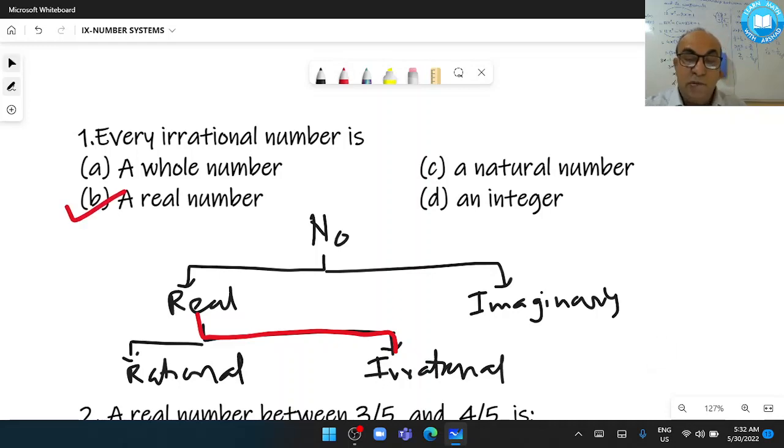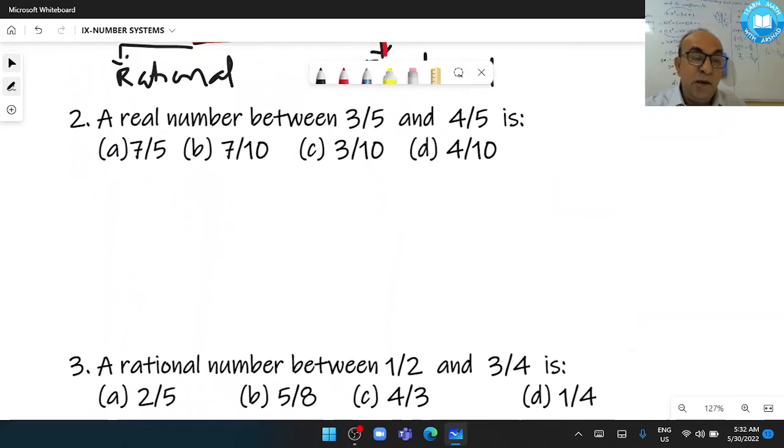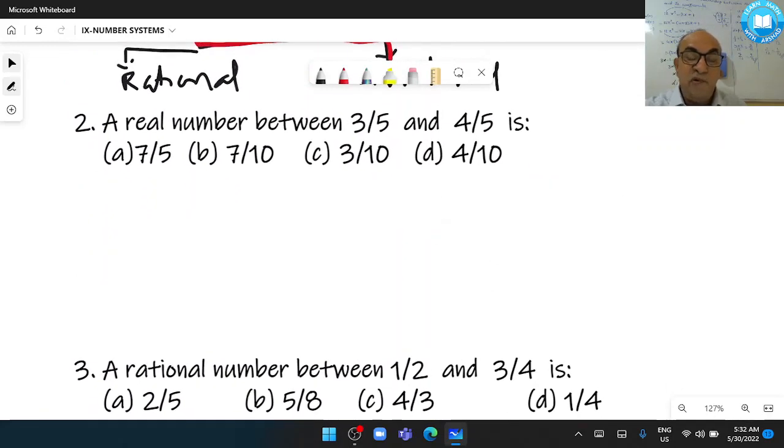Now the second question: a real number between 3 by 5 and 4 by 5. So the concept is, whenever you want to find rational numbers between any two rational numbers, first you make both rational numbers with the same denominator if the denominators are not the same. But here the denominators are already the same. Numerators are 3 and 4. Between 3 and 4 there is no integer. It means you can't get any rational number between them with denominator 5. So check the options. In the options, instead of 5, the other denominator is 10.